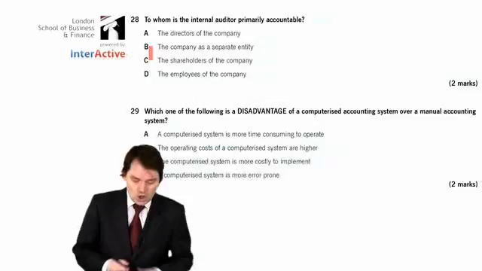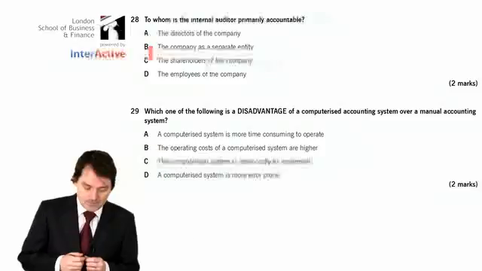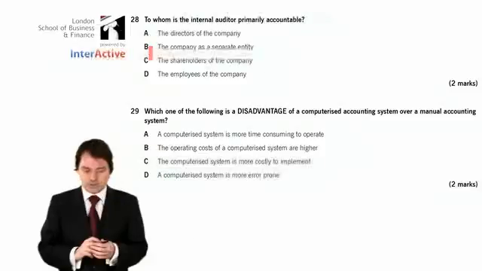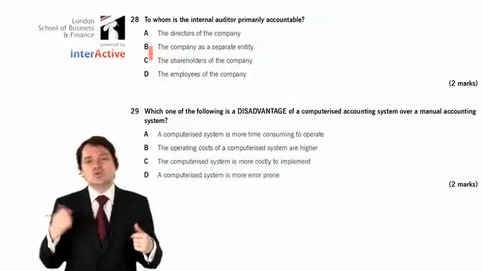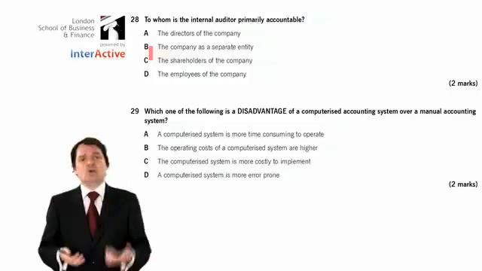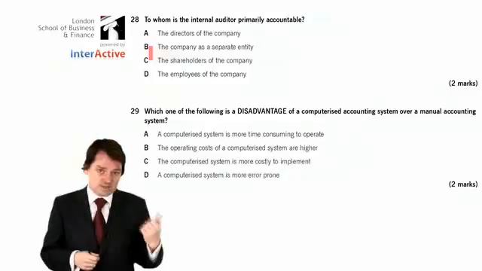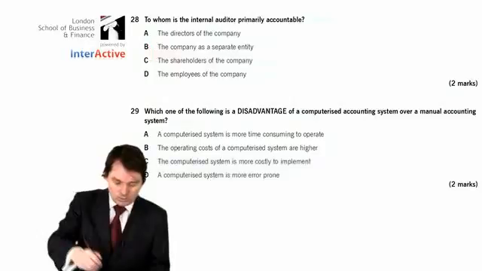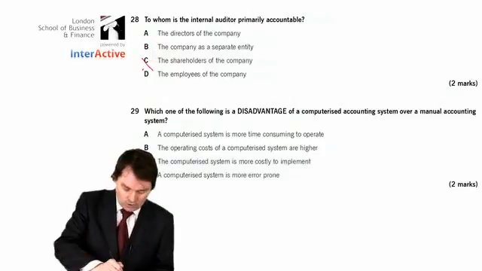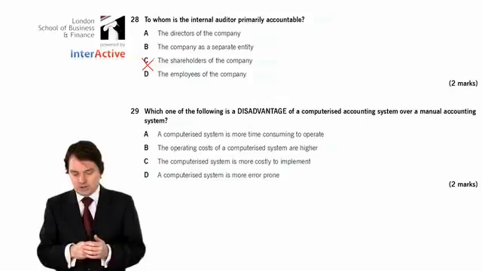28. Who is the internal auditor primarily accountable to? What's accountable mean? It means who do they have to go to and talk to and explain what they've done. If they make any mistakes, who's going to have a go at them? Internal auditors. Well, again, it's not the shareholders, that's the external auditors.